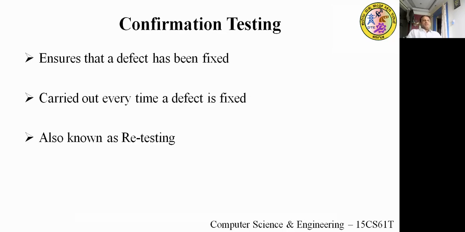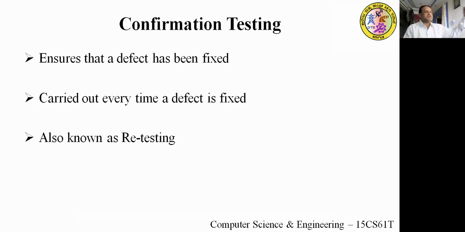Next is confirmation testing. What do you mean by confirmation testing? It ensures that a defect has been fixed. When the test engineers do the testing, they will identify the bugs, for example, 20 bugs. So what will they do? The test engineers will not rectify the defects. Who will rectify the defects? Developer. The developer has to rectify. The work of the test engineer is just to identify the bugs or the defects. He will identify that so many bugs are there in the program.